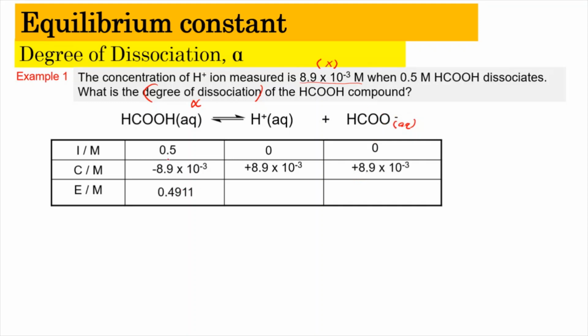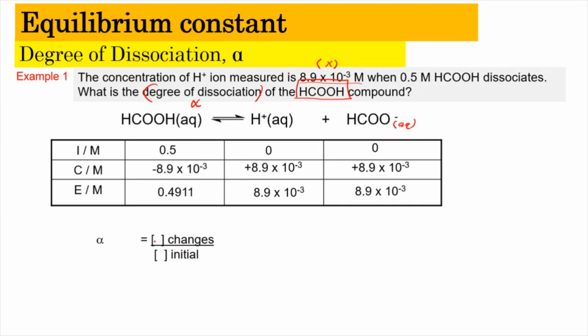And at equilibrium, 0.5 plus negative 8.9 times 10 to the power of negative 3, we're going to get the concentration at equilibrium to be 0.4911. Meanwhile, for the H plus and the methanoate ion, we're going to get 8.9 times 10 to the power of negative 3 respectively. Okay, but since the question only asks for the degree of dissociation, we can directly find it by comparing the concentration change divided by the initial concentration. And we're going to focus only on the methanoic acid, which is HCOOH.